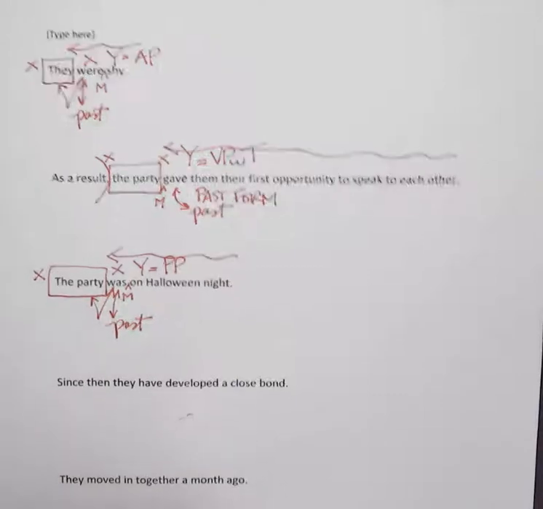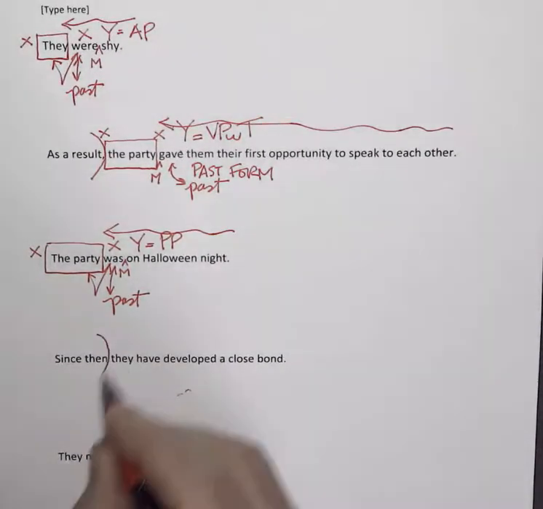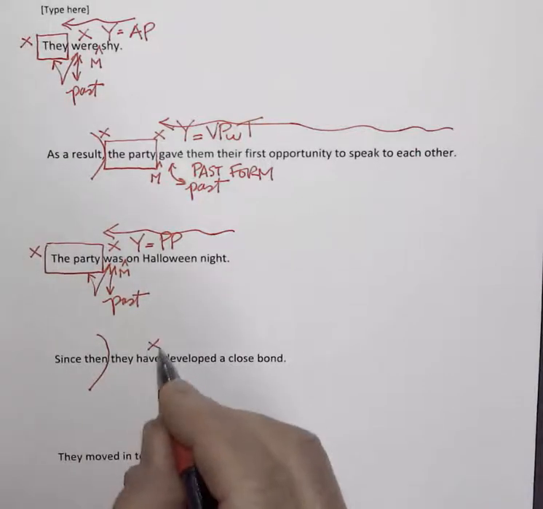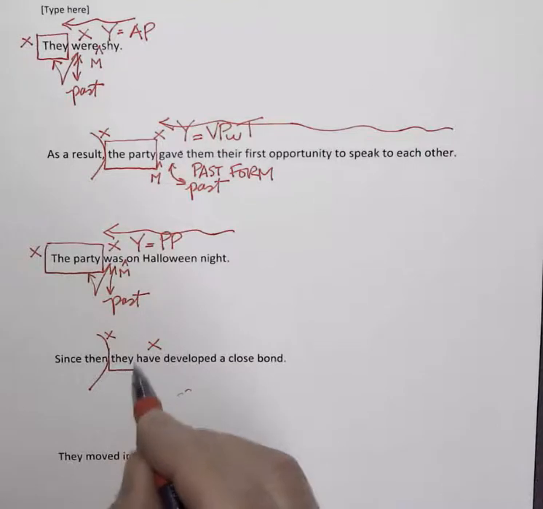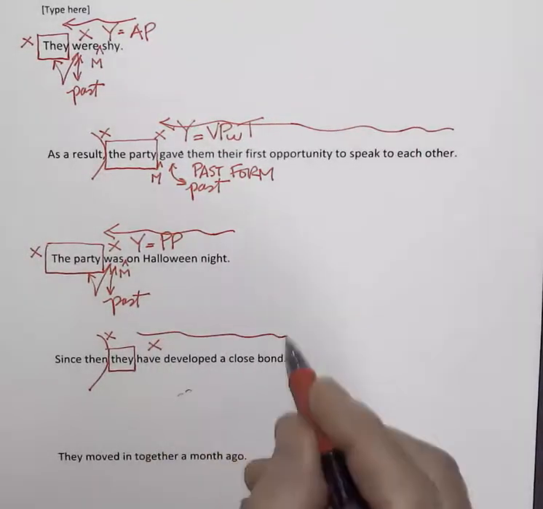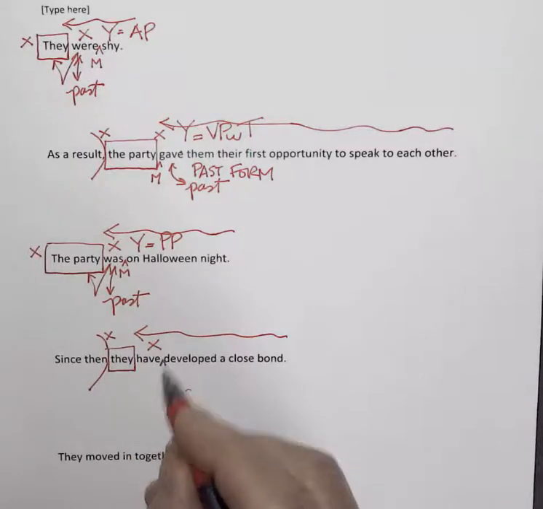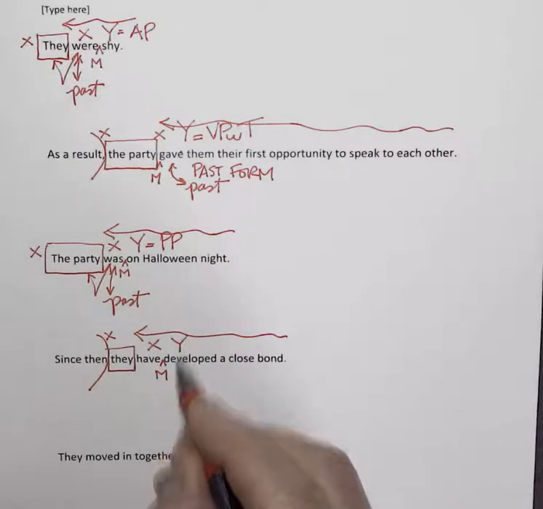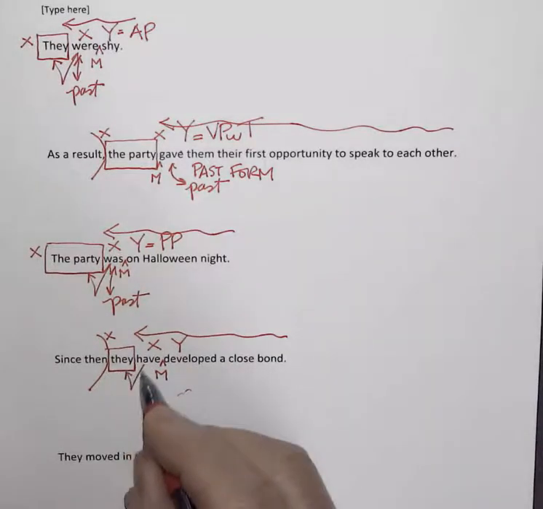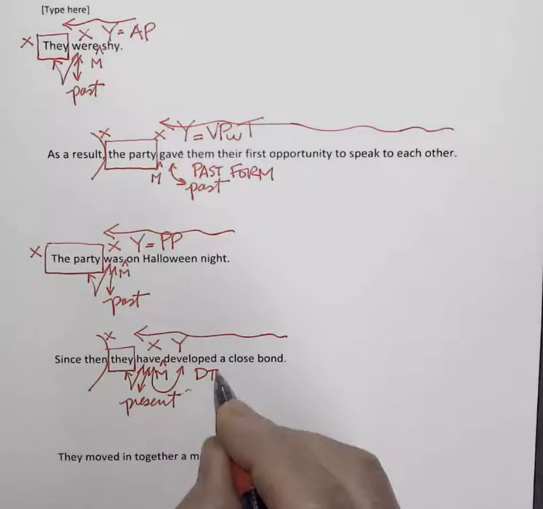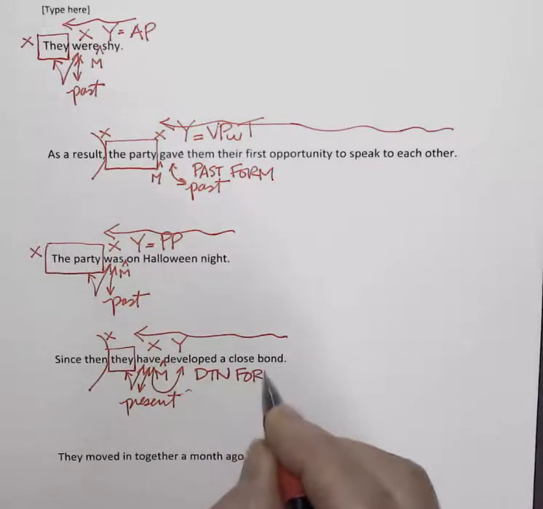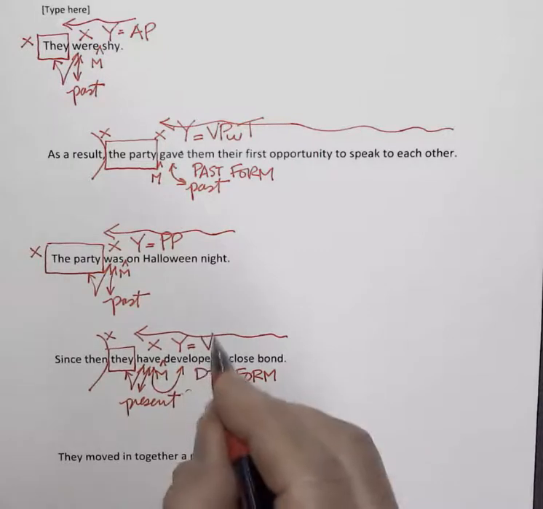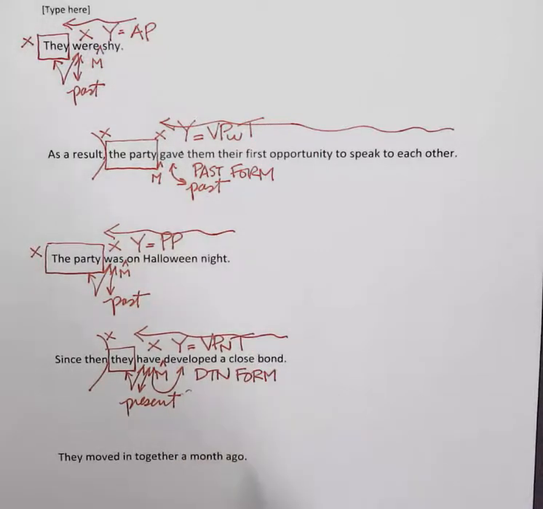Since then, they have developed a close bond. Since then is the shifter. Have is the X word. Subject. Predicate. M place. Developed a close bond is Y. Have ties with the subject. Have ties with the present. And have ties with developed. Developed is the DTN form. That makes it a verb phrase, no time.